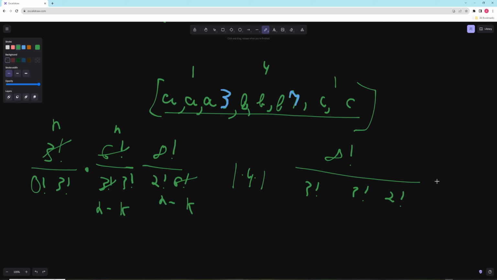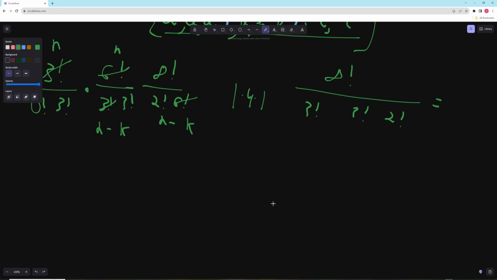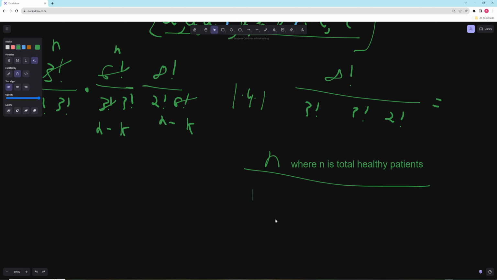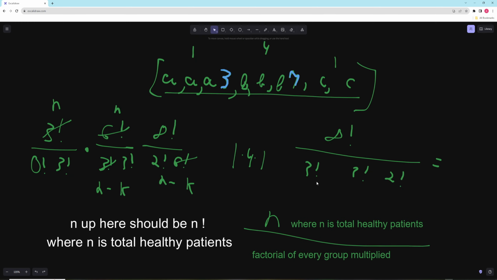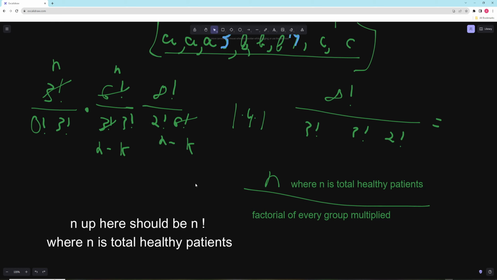So notice that this is the same as n, where n is total patients, or total healthy patients that need to get sick. And then the bottom part is the factorial of every group multiplied, right? So the first one is a group of 3, and then a group of 3, and then a group of 2. So we have 3, 3, 2. And so we have that.